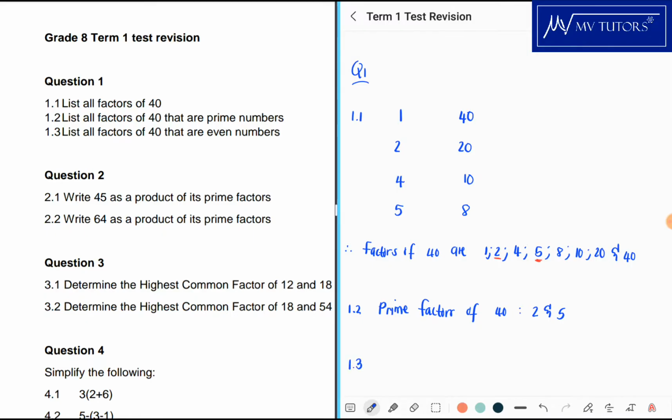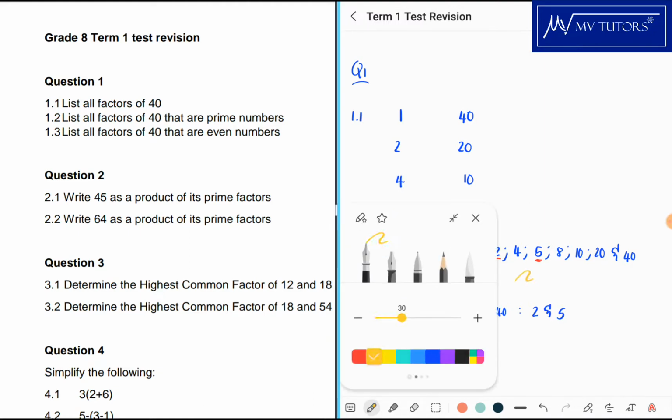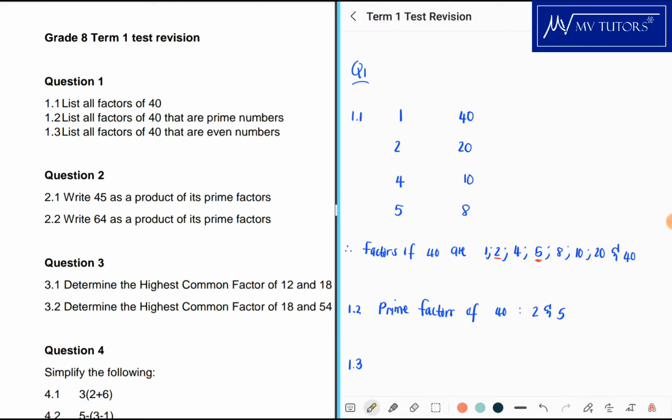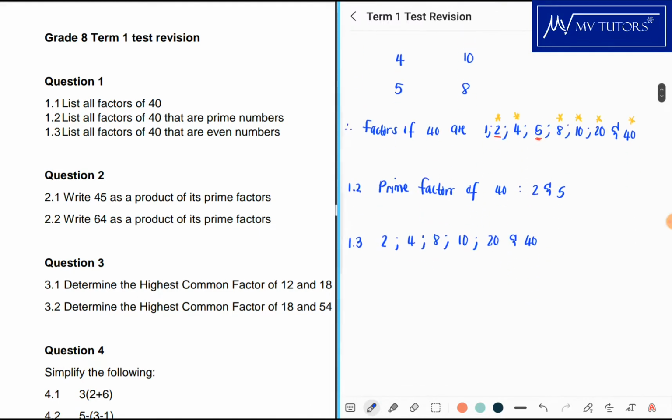It says list all factors of 40 that are even numbers. So we're going to take a different colored pen and just star every even number. All right, all factors. So 2 is an even number, 4 is an even number, 8, 10, 20, and 40. So we can write all of that down. So 2, I'm just going to list them. Okay, 2, 4, 8, 10, 20, and 40. Do we have all of them? Yes, we do. Alrighty, so that was question 1.